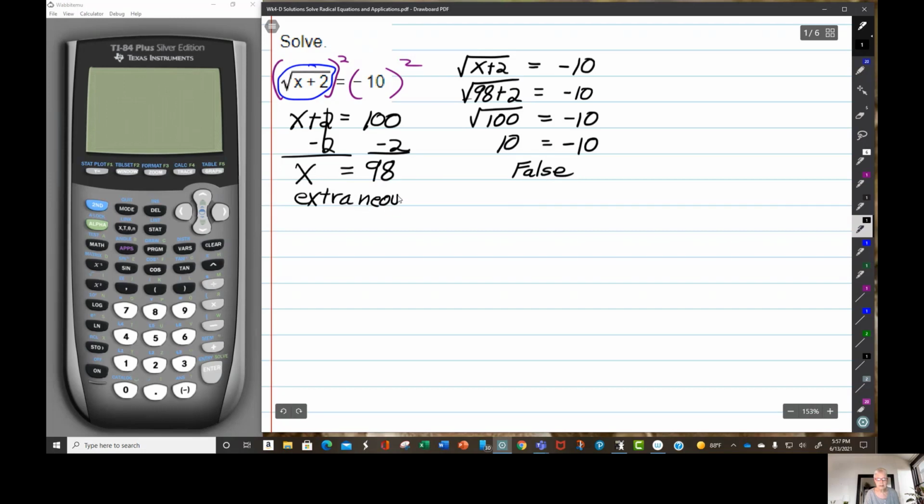In fact, this problem has no answer. The only correct answer is no solution. But you don't know until you check the problem. You're going to have to check all of your solutions. It's just the way it is in radical equations.